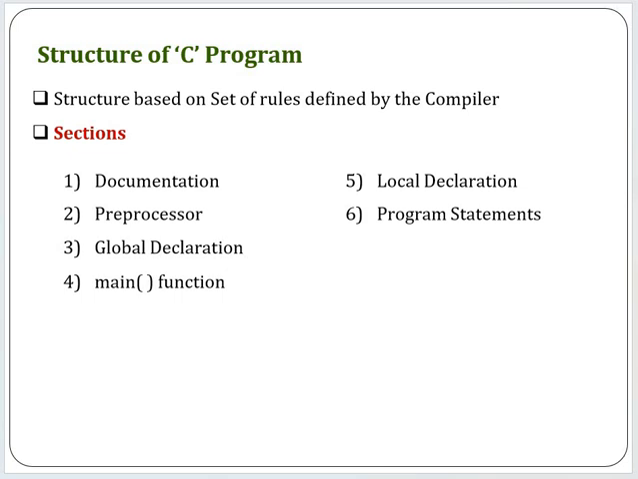And then fourth is main function. This is the entry point of every C program. Program execution begins here. And then fifth is local declaration. This section declares variables that are only accessible within a specific function or block of code. Local variables are generally preferred over global variables to improve code readability and maintainability.